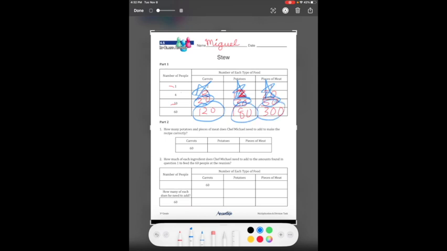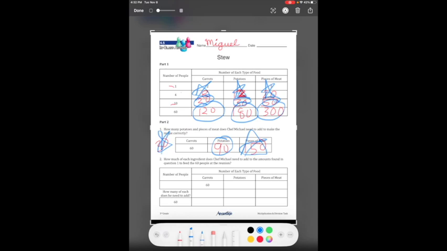All right, moving on to the last part down here. Carrots. Oh boy, look at what he did. We know that we've got 30 people. So, because we have 60 carrots, 60 divided by 2 is 30. So, that's how we know we've got 30 people. Well, that means we need to have 90 potatoes, and we need to have 150 pieces of meat. Circles or stars, you know the drill.